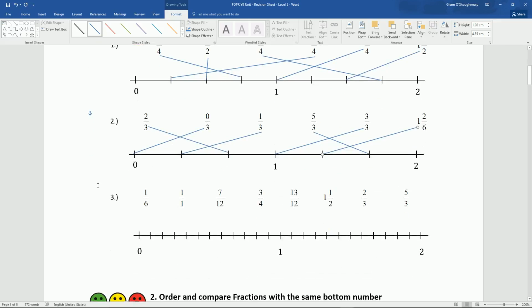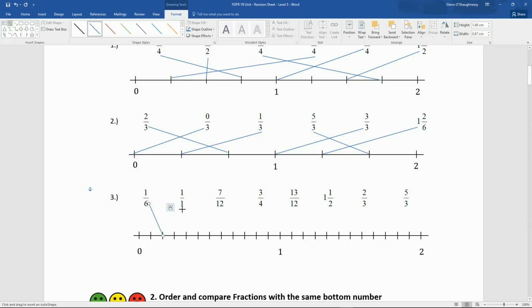All right, the next question, this one's the trickiest. It's split into 12 parts. 1, 2, 3, 4, 5, 6, 7, 8, 9, 10, 11, 12. Okay, so this one's probably the hardest of the three. Now 1/6, how many twelfths is that? Well, we double both the numbers, we'll get 2 out of 12. So 1/6 is going to be right here. 2/12.